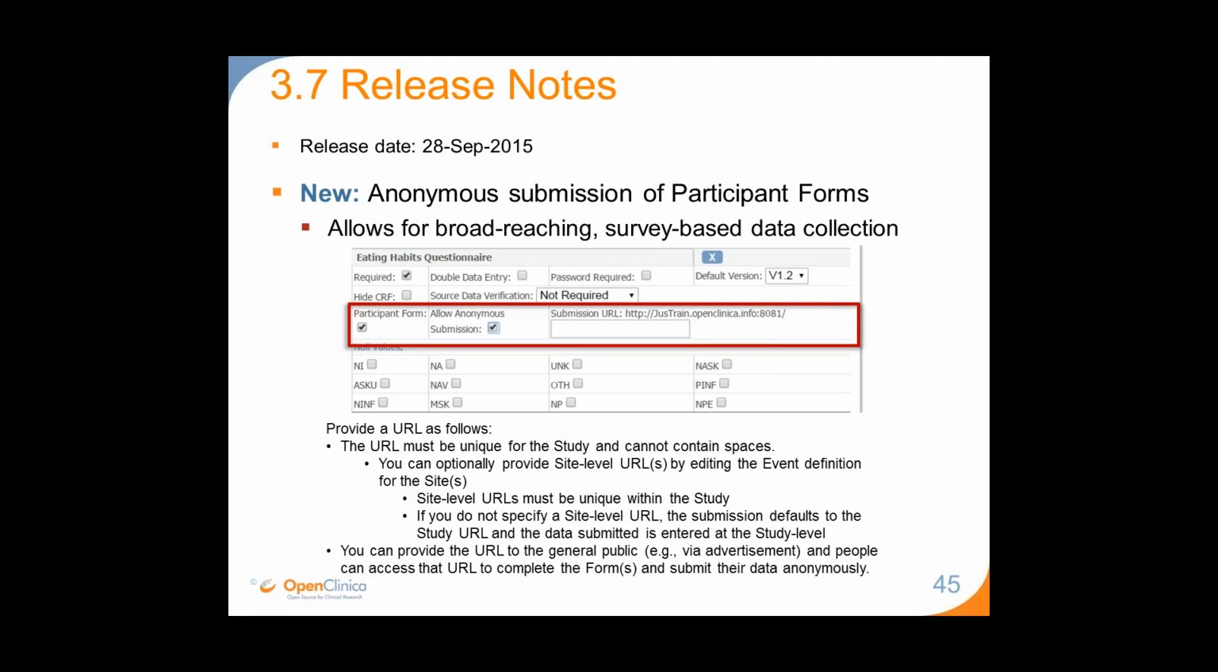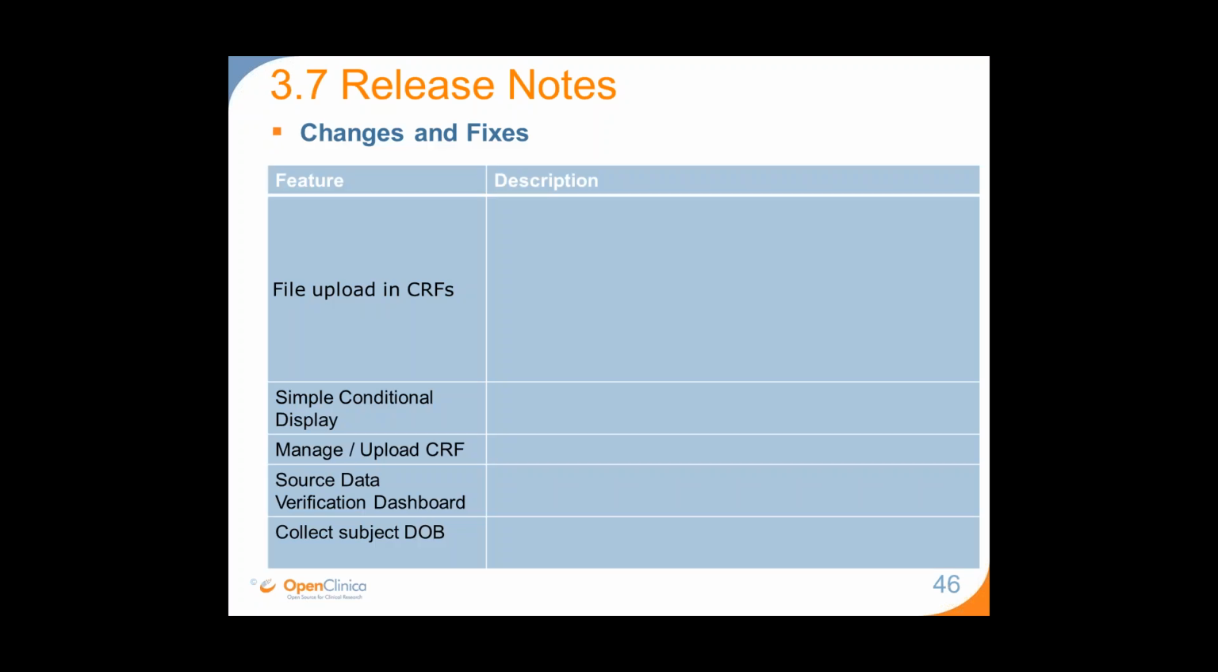And then you can provide that URL to the general public via advertisements, whether they're posters or in journals or newspapers. People can access the URL, complete the form, and submit their data anonymously. Most typically, a study is either set up as a survey-based study or as a clinical trial. It doesn't make sense to mix and match them, but it allows for great functionality for capturing survey-based data.